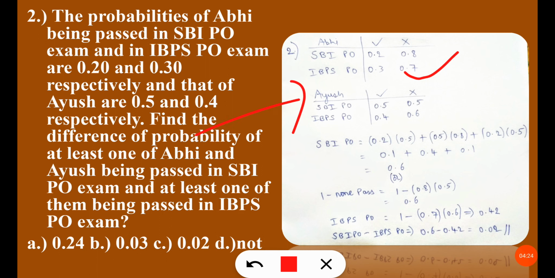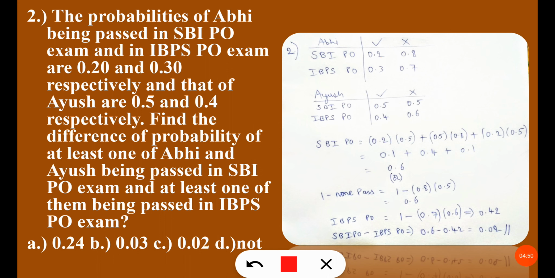This is the scenario of Abhi. He has written 2 examinations, SBI and IBPS PO. His success probability is 0.2 and the failure probability is 0.8 in SBI. In IBPS, his success probability is 0.3 and failure probability is 0.7. In the same way for Ayush, SBI success is 0.5, SBI failure is 0.5, and IBPS success and failure probabilities are 0.4 and 0.6 respectively. Now, we will take the scenario of the SBI PO examination.